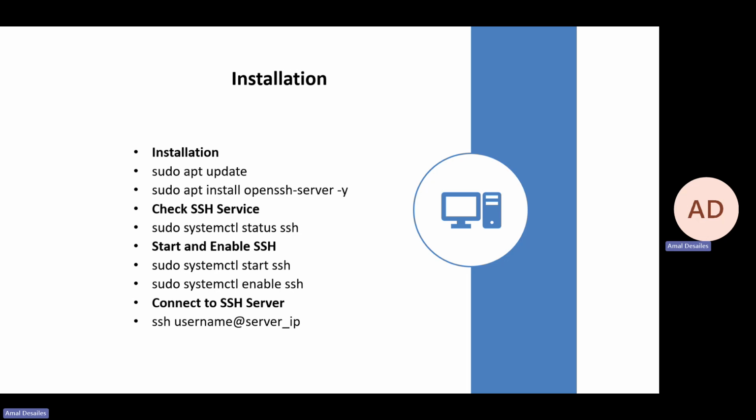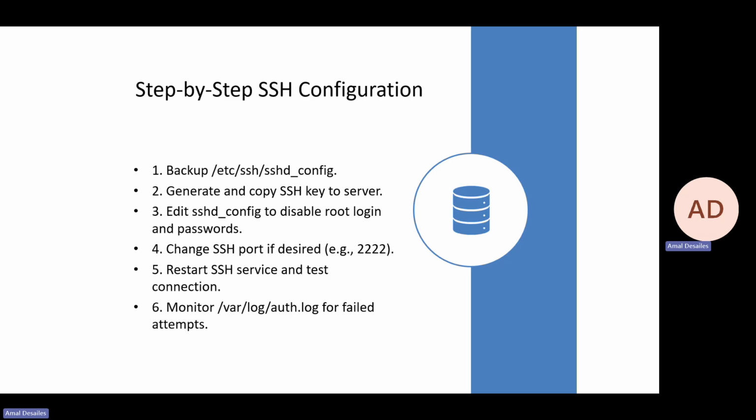Next, we're going to go through the configuration. When configuring SSH securely, always follow a structured process. First, back up your SSH config file, generate and copy your SSH key to the server, disable root login and password authentication, change the SSH port if you want extra protection, and restart the SSH service to apply changes. Finally, monitor the authentication log for failed login attempts. Each of these steps adds a layer of protection.